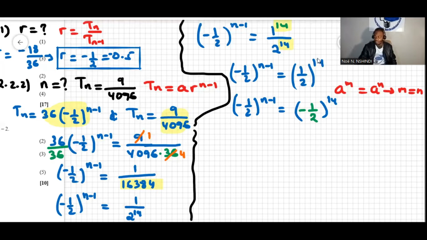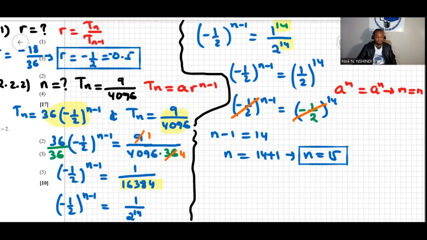power of 14. Now that we have the two bases equal, we can apply the law of exponents that I mentioned there in red. We can cross the bases, and then this will be n minus 1 equal to 14. And then if I move the negative 1 over, that makes n equal to 14 plus 1, which means n equal to 15. So that's the value of n.